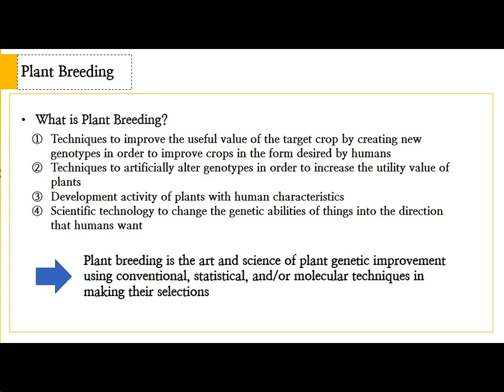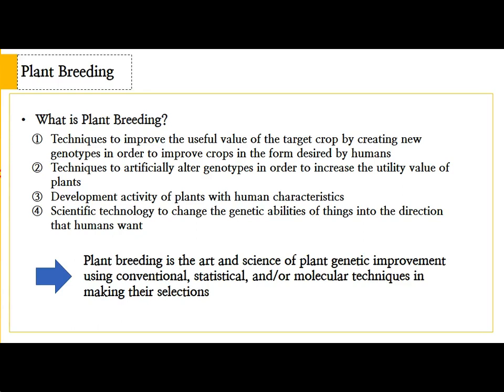Plant breeding can be defined in many ways. First, techniques to improve the useful value of the target crop by creating new genotypes in order to improve crops in the form desired by humans. Second, techniques to artificially alter genotypes in order to increase the utility value of plants. Third, development activity of plants with human characters.